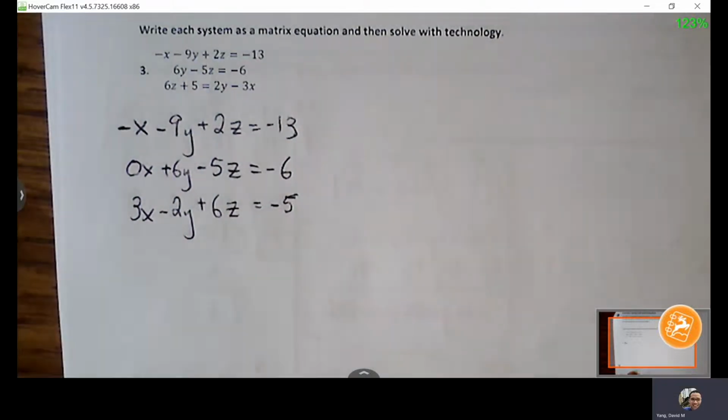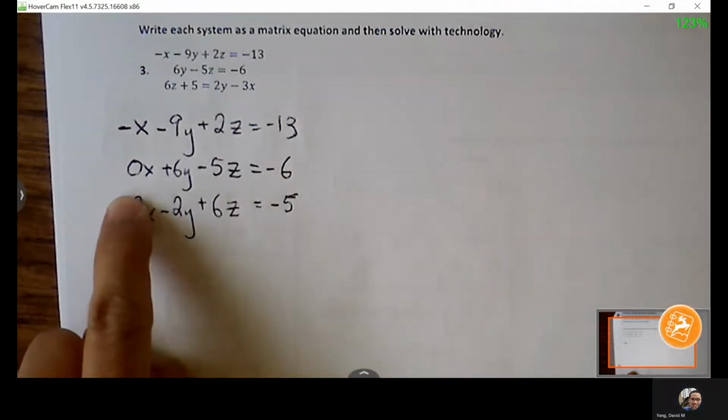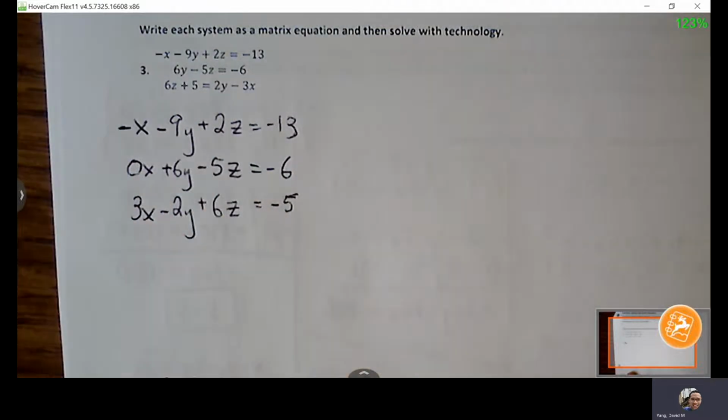So just make sure that everything is lined up. If you don't see a variable, give it a 0 for that variable, right? If you don't see an x, give it a placeholder. So when you plug in the calculator, you'll be able to have that matrix element for that x. Okay, are we good so far?